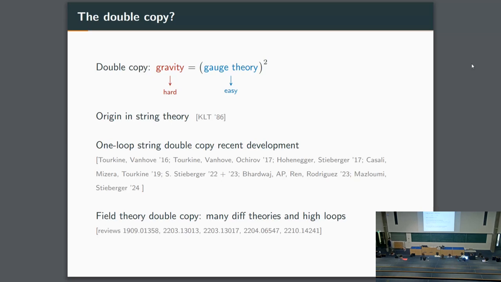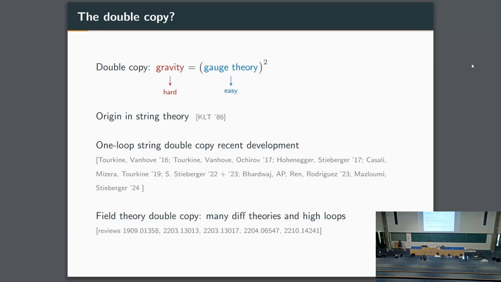So, yeah, why is the double copy interesting? Well, it basically says that gravity is gauge theory squared, and gravity is very hard, and gauge theory is in some sense easy, so we're getting something hard by squaring something easy. The first instance of this comes from KLT in '86, where they showed this for genus 0 amplitudes in string theory, and since then the one loop string theory double copy has been sort of difficult, and there's been a lot of recent developments on this, but there's still a few pieces missing.